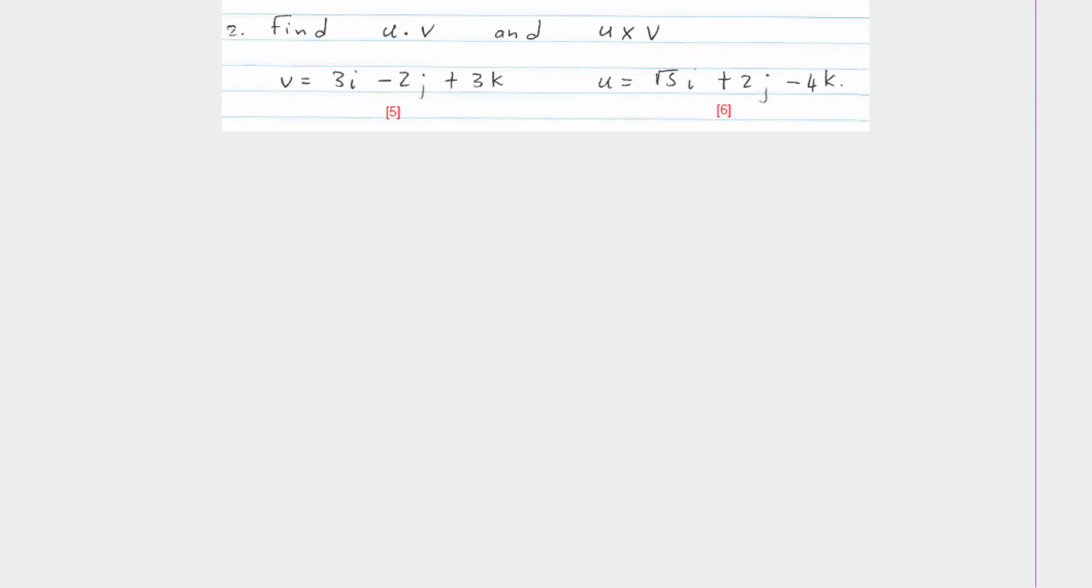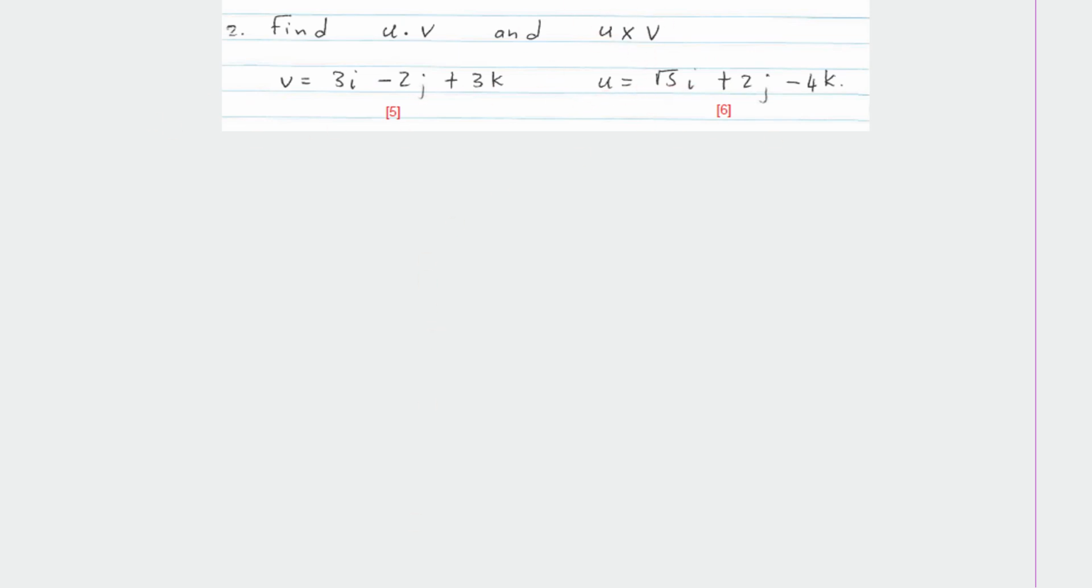Okay, so now let's look at this question. It says find a scalar product. So basically, there's a difference between a scalar product and a vector product. When you see a dot, that represents a scalar product. But when you see a multiplication, this represents a vector product. So we have to find a scalar product between these two vectors and a vector product between these two vectors.